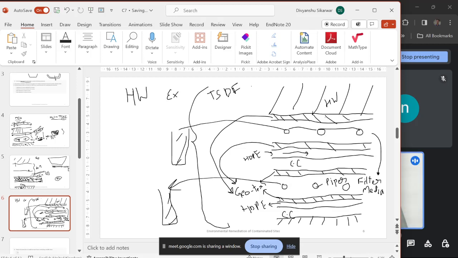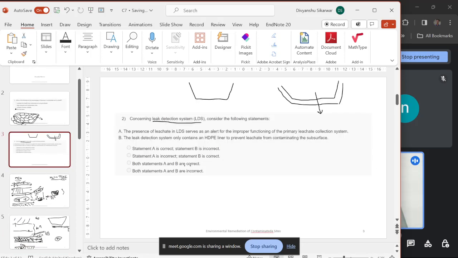And after that, there is another HDPE layer, geotextile, then HDPE, then clay layer again. So this is basically the system for a TSDF for maintaining hazardous waste. So now you try to answer these questions.